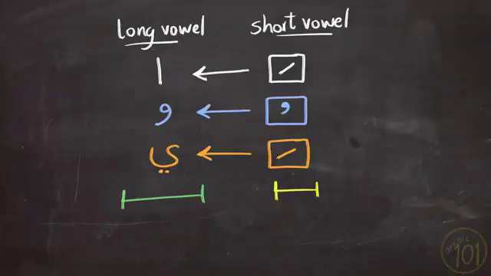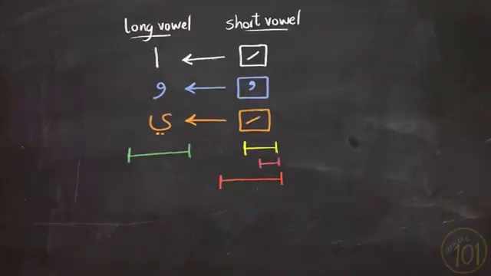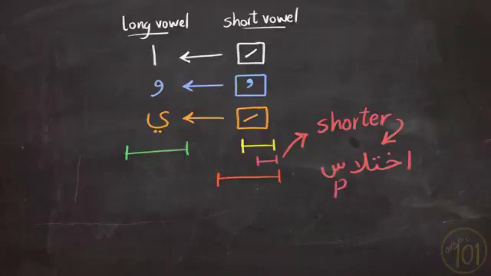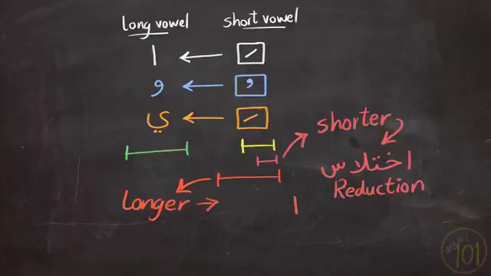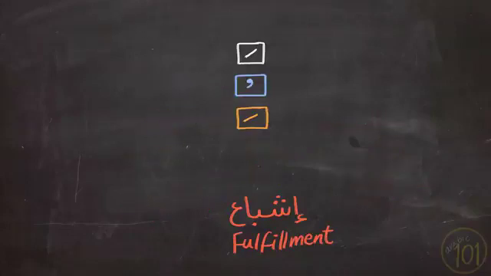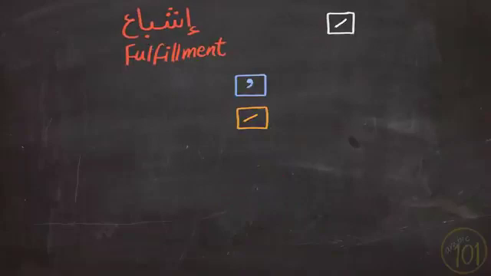But the question now is, what happens when the short vowel is shorter or longer than what it's supposed to be? Well, if the short vowel is a bit shorter than what it's supposed to be, then we call that phenomenon اختلاس, or in English, reduction. And if it is longer, we would call it then إشباع, and in English it is fulfillment. Let's start with the easier one of the two, إشباع, or fulfillment.